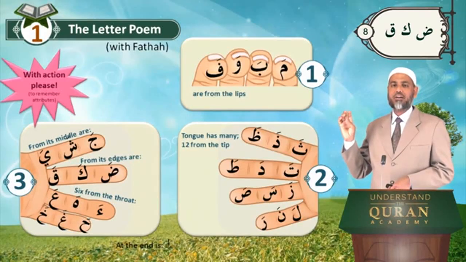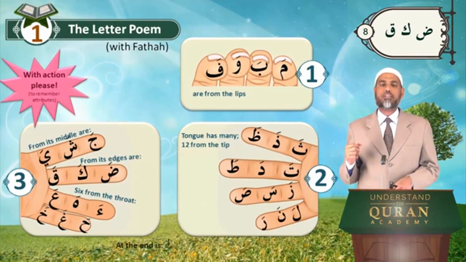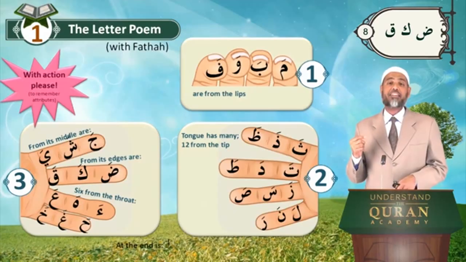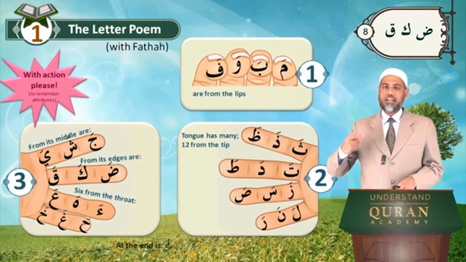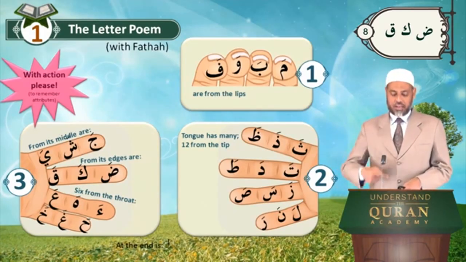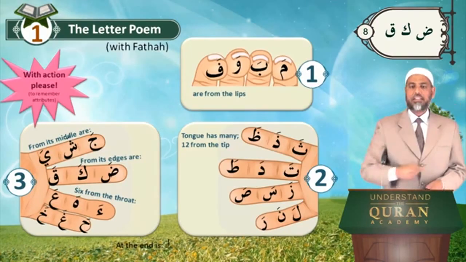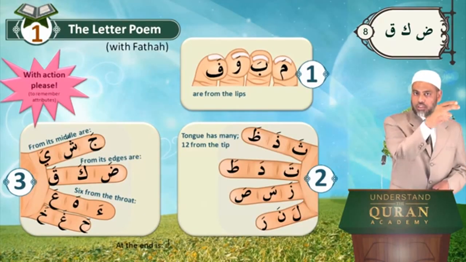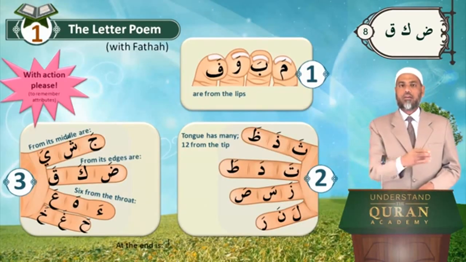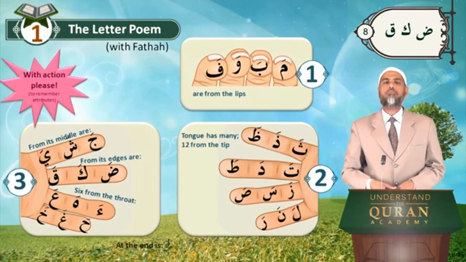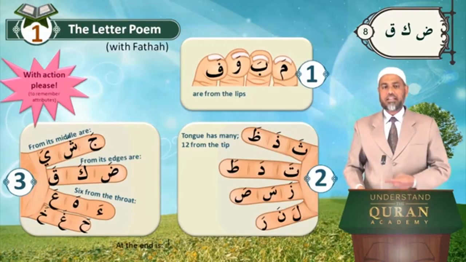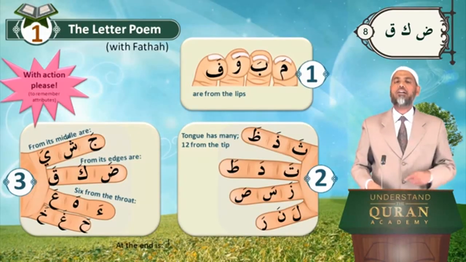Ma, ba, wa, fa are from the lips. The tongue has many, 12 from the tip. And the first: tha, the, dha, ta, da, ta, za, sa, sa, la, na, ra. From its middle are ja, sha, ya.